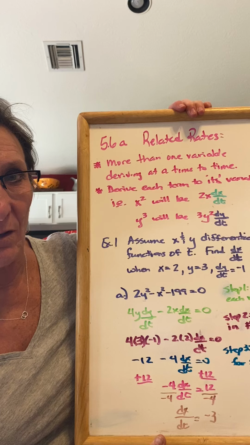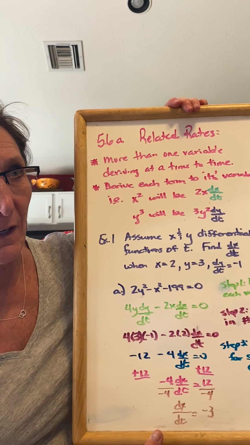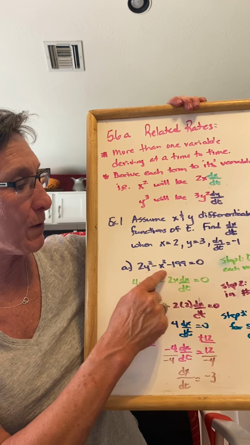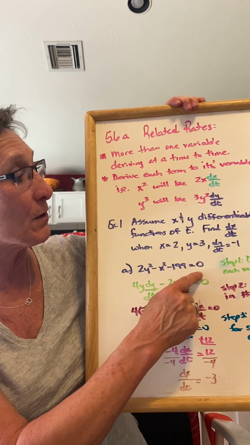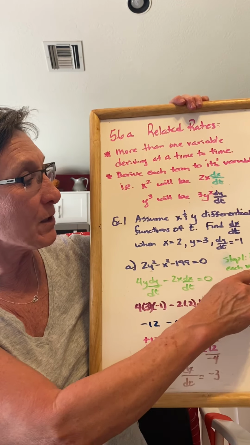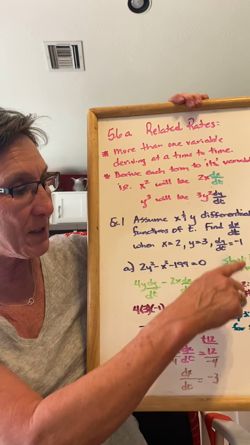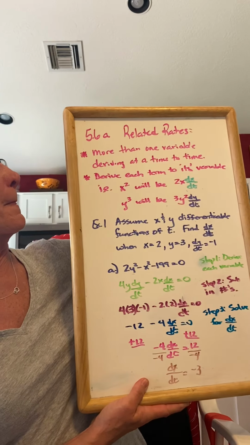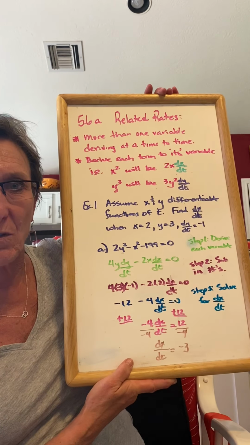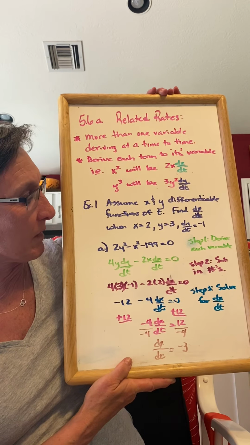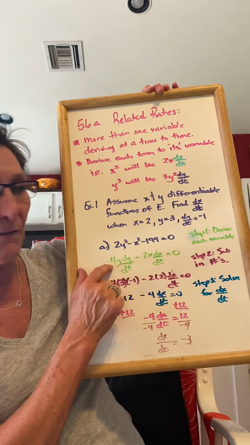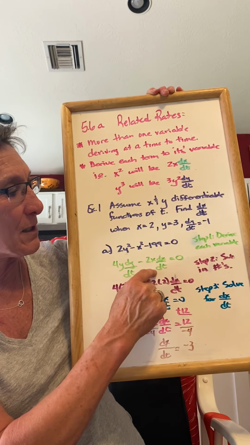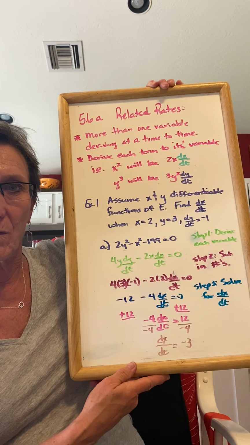If you're a slow note taker, you're going to have to read this more than once. Okay? So, the equation is 2y squared minus x squared minus 199 equals 0. Step 1, you're going to derive each variable. I wrote the steps down over here in different colors. I'm holding this board, so sorry if it's shaky. All right, so I derived 2y squared. I got 4y dy dt. Derive x squared. I got minus 2x dx dt. And everything else equals 0.